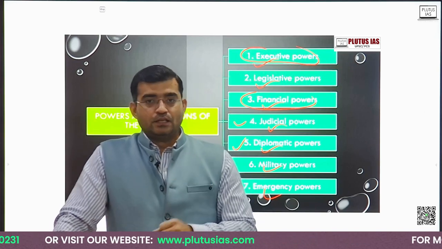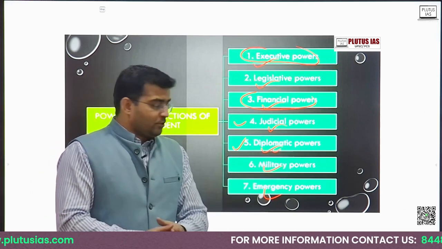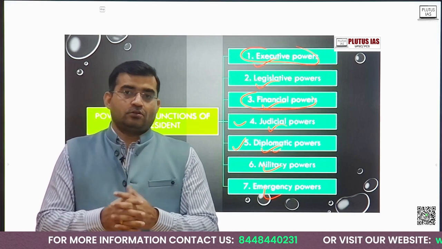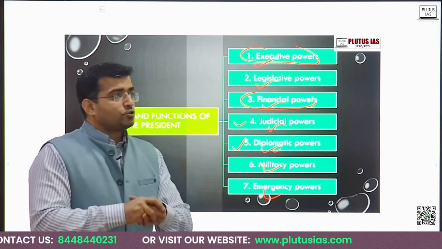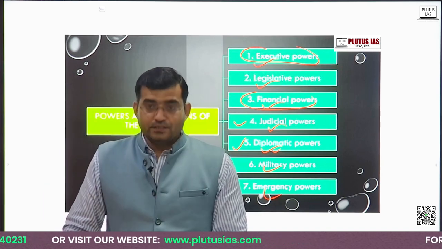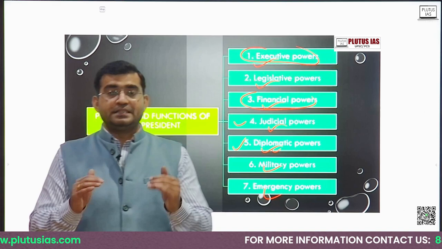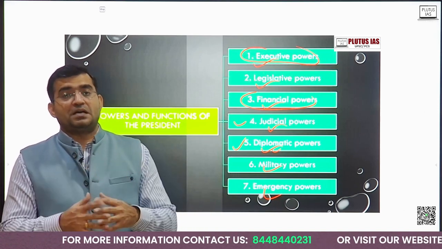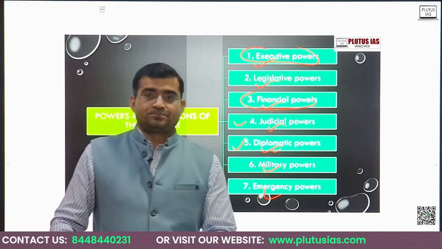Again, as far as the appointment of diplomats is concerned, it is the President who is the authority that appoints diplomats. Again, military power. Here, the President is considered the head of the military organization, and he is responsible for the proclamation of war and emergency. Now, the last one is emergency power.